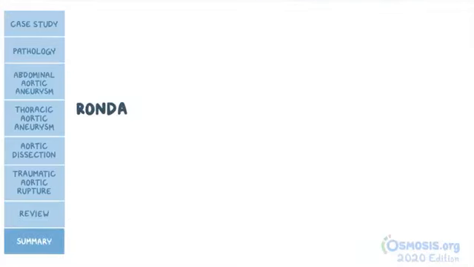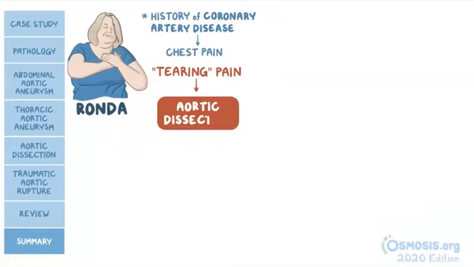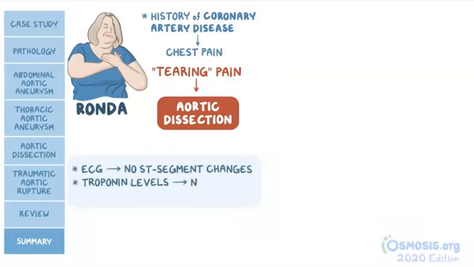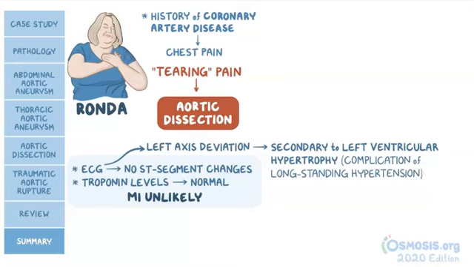Alright, back to Rhonda. Although she does have a history of coronary artery disease, which may present with chest pain, the tearing pain described by Rhonda was more characteristic of aortic dissection. Also, the ECG revealed no ST segment changes, and her troponin levels were normal, so a myocardial infarction is unlikely. The ECG did show left axis deviation, which is likely secondary to left ventricular hypertrophy, a complication of long-standing hypertension.